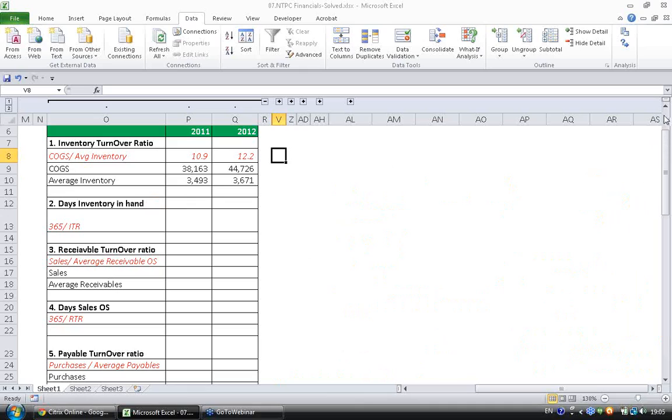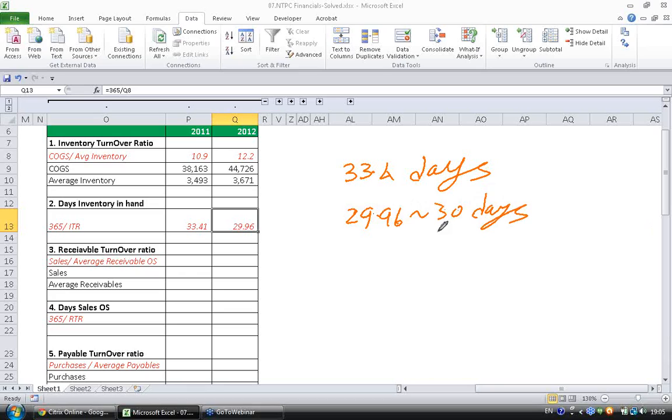So let's calculate that. Equal to 365 divided by 33.41. What has eventually happened is last year they had 33.4 days worth of inventory on an average. This year they are having only 29.96, or let's say 30 days of inventory on an average.